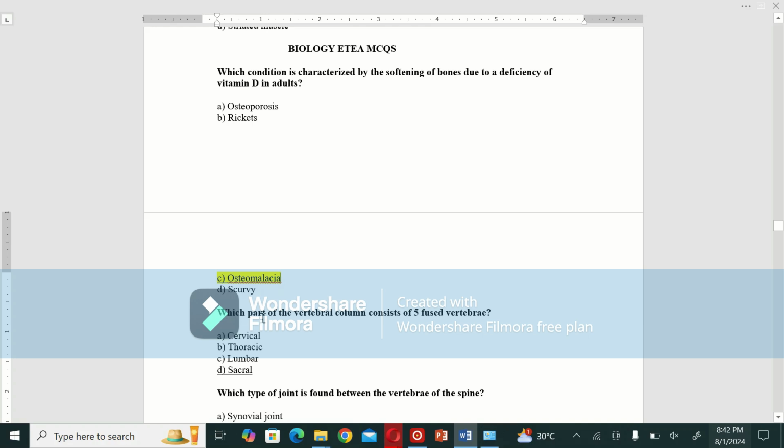The next MCQ is: which part of the vertebral column consists of five fused vertebrae? A. Cervical, B. Thoracic, C. Lumbar, and D. Sacral. So the correct option is D. Sacral.